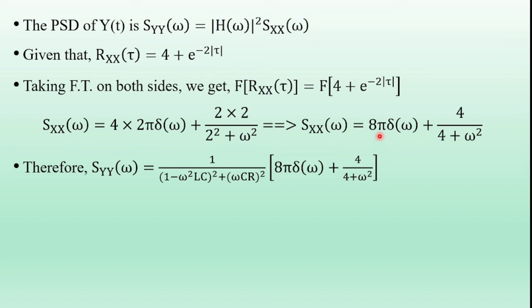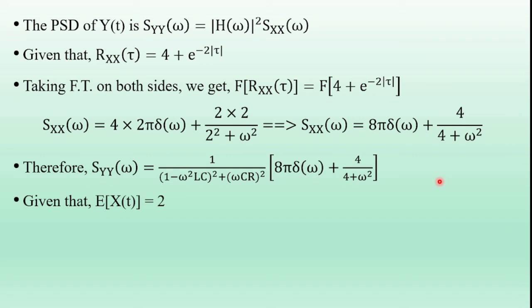Now substitute the Sxx of omega value and the magnitude of H of omega square value into the power spectral density of the output y of t. Therefore, Syy of omega is equal to 1 by (1 minus omega square LC) whole square plus (omega CR) whole square, into Sxx of omega, which is 8 pi delta of omega plus 4 by 4 plus omega square.